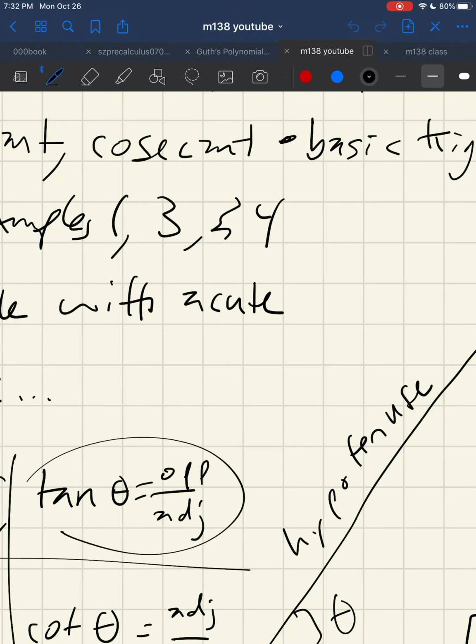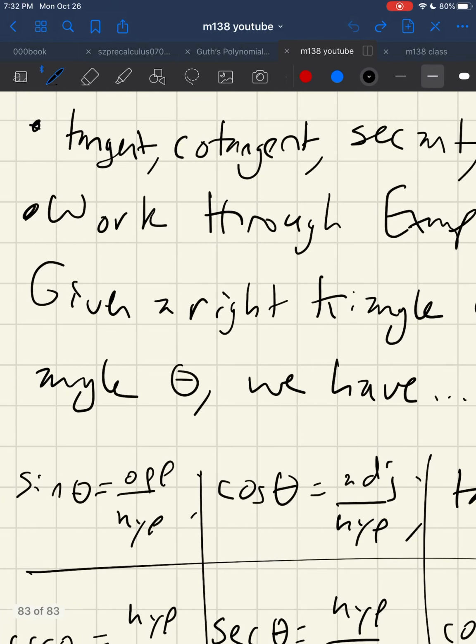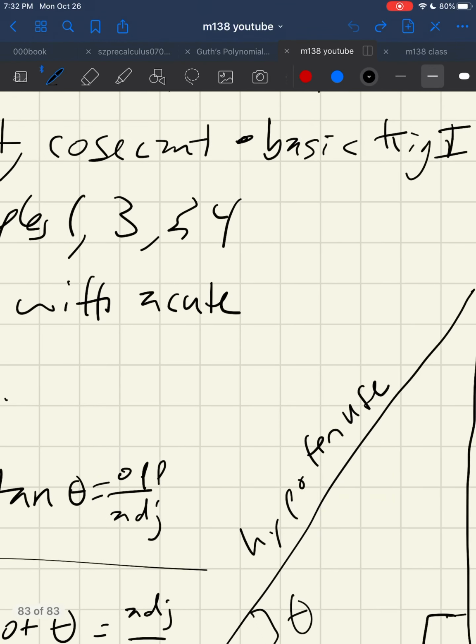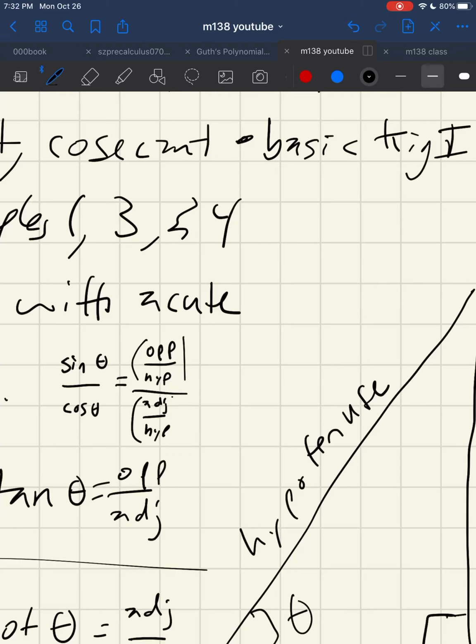So if I'm looking at tangent that's opposite over adjacent, I claim that's the same as sine over cosine. So I'm just going to write this out here. We'll look at this more later, but let me write sine theta over cosine theta. And sine is opposite over hypotenuse. Cosine is adjacent over hypotenuse.